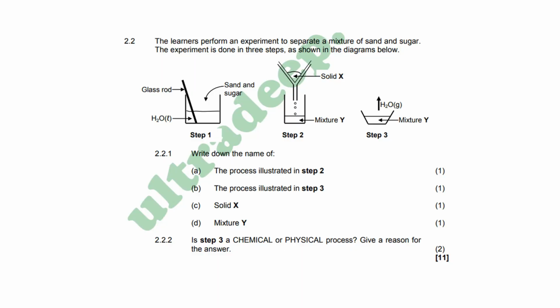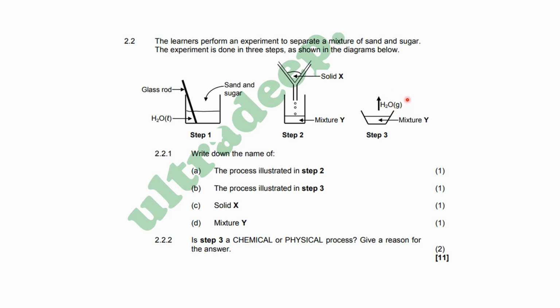So we are now on the last step, which is step 3. We have a mixture Y, which we said is your sugar and water. And then we have an arrow that is facing up, indicating that the water, H2O, is coming out of mixture Y, and is coming out in its gaseous form.